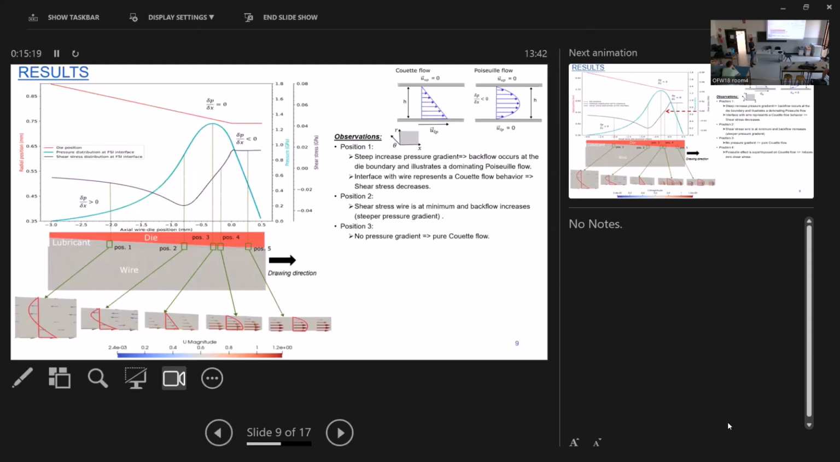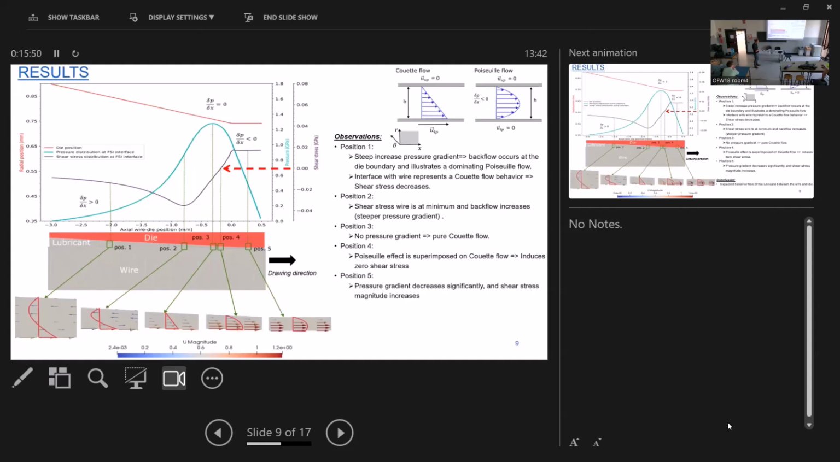Additionally, at this position here, we see that our pressure gradient changes sign, so it becomes negative. At a certain point, we have shearing on our wedge flow. So the Couette effect is superimposed on the wedge flow, and that induces the zero shear stress at the FSI interface, just to be clear. As you can see, it's very nicely illustrated here.